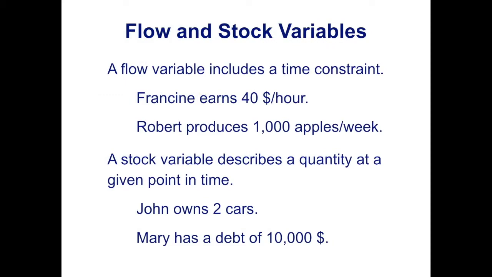Flow variables are variables that include some sort of time constraint. That is, they flow through time. In our examples, we see that the units of measurement both include a time period. Dollars per hour, apples per week. This is how you identify a flow variable.